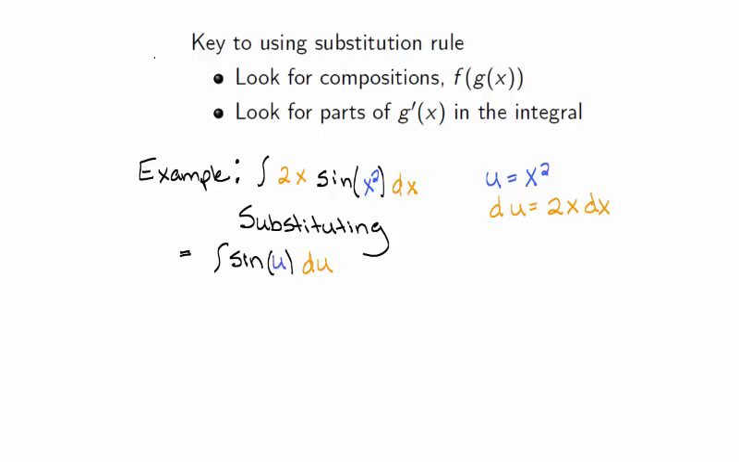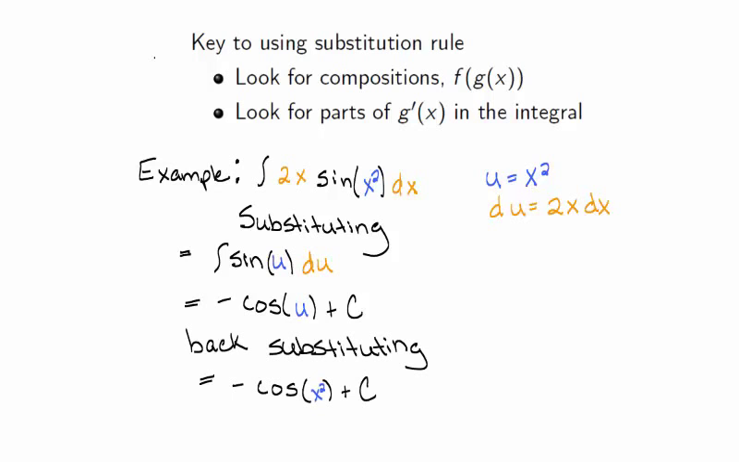Making substitutions, we get the integral of sine of u du. This is something we know how to integrate. We get negative cosine of u plus c. Now back substituting, we obtain the solution: negative cosine of x squared plus c.